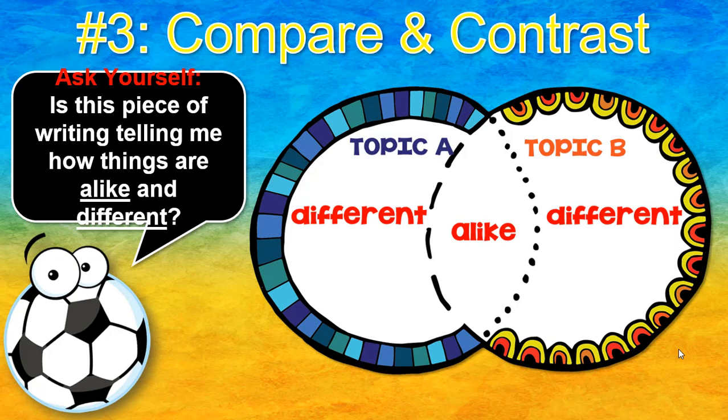And the graphic organizer you see in front of you is a Venn diagram. On the outside is how they are different. That's where you contrast them. And how you compare them, how they are alike, is when the two circles are joined together. That is how we show compare and contrast in a graphic organizer using a Venn diagram.